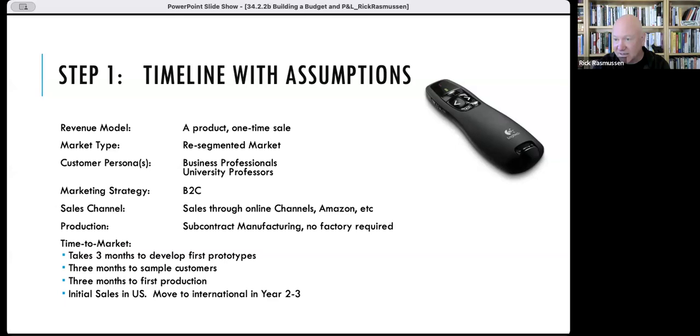I know who my customers are. I'm going to sell this to business people and university professors. I'm going to sell it as a consumer. So I won't sell to universities themselves or the businesses themselves. I'll sell it to individuals through Amazon. I'm not going to build a factory. I'm going to use some place, probably in Ukraine, if you will, to go ahead and build this out. It's going to take me 3 months to get my prototypes, 3 months to get to sample, 3 months to get to production. And I'm selling for me in the US, and then I'm going to move internationally. So there you go. There's my timeline.